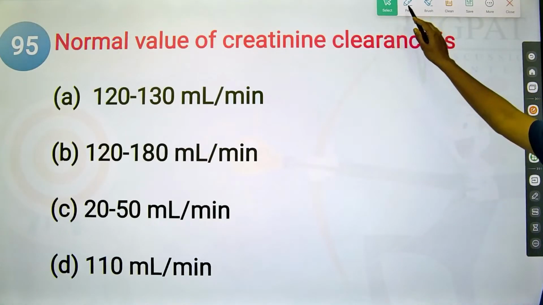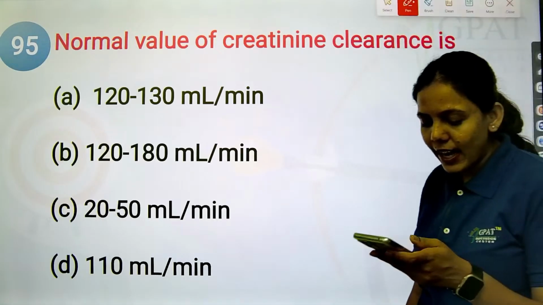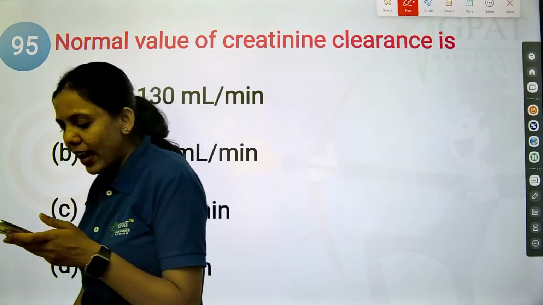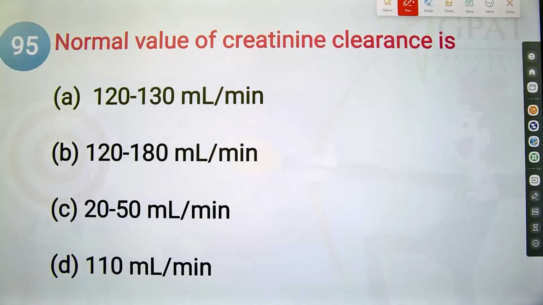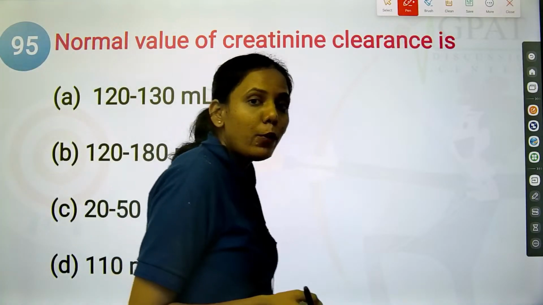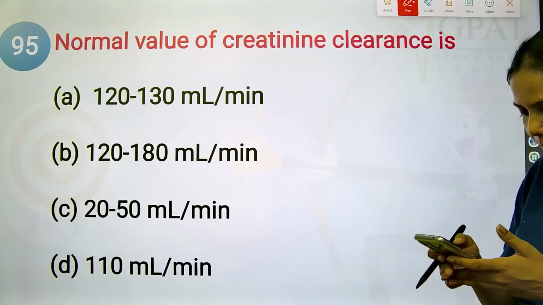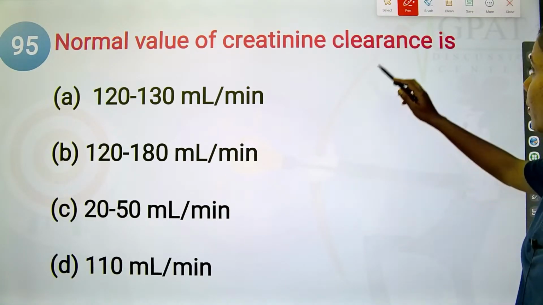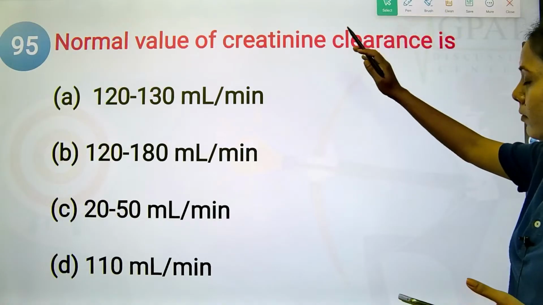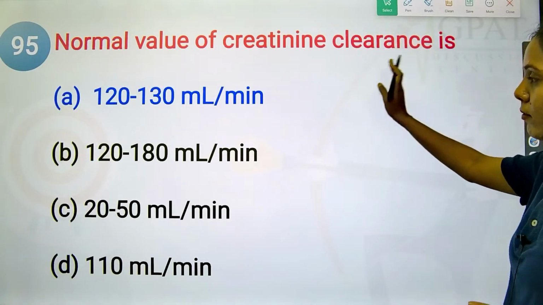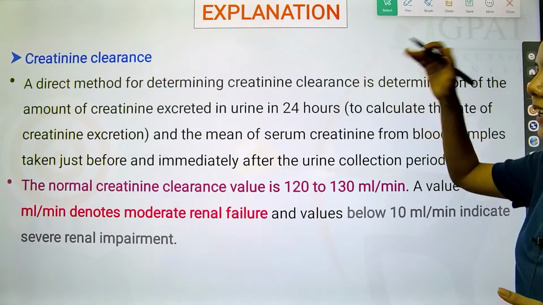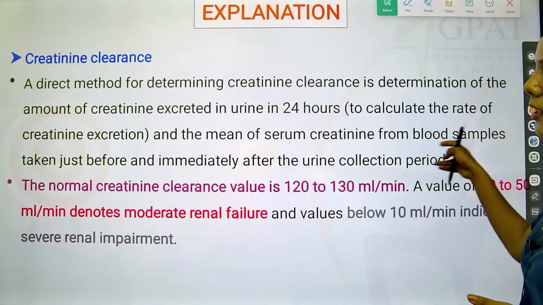Next is, normal value of creatinine clearance, a very direct question. What is the value for the creatinine clearance? 120 to 130, 120 to 180, 20 to 50, 110. So that is 120 to 130 ml per minute. Very good. So 120 to 130 is the right answer for the creatinine clearance.